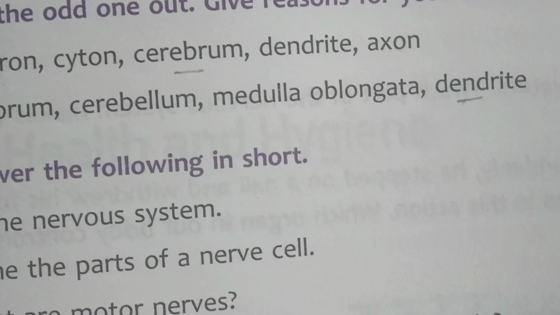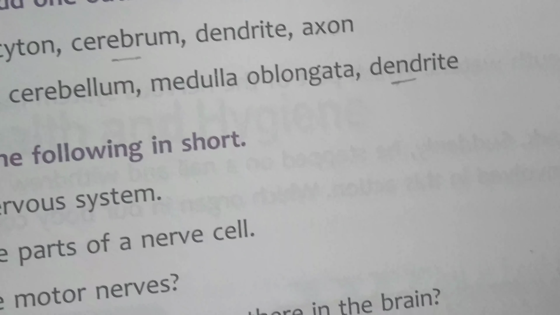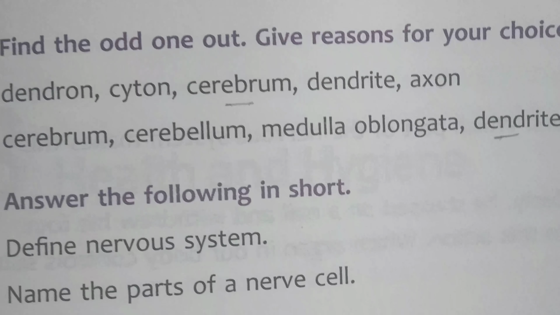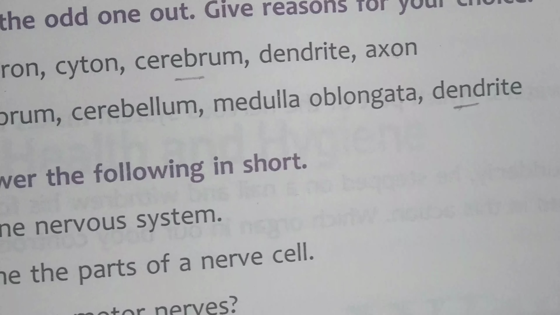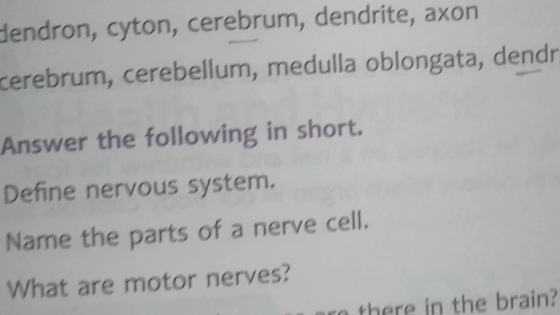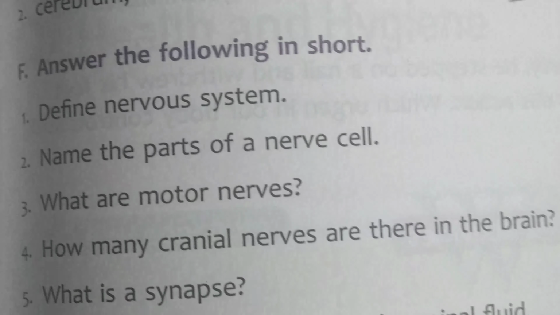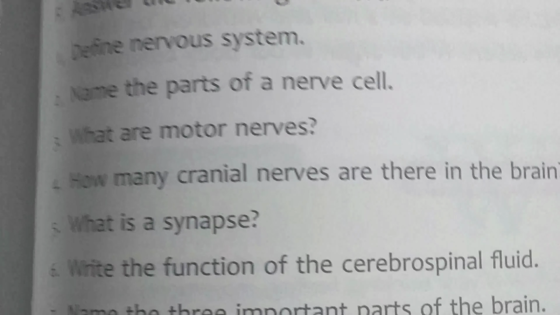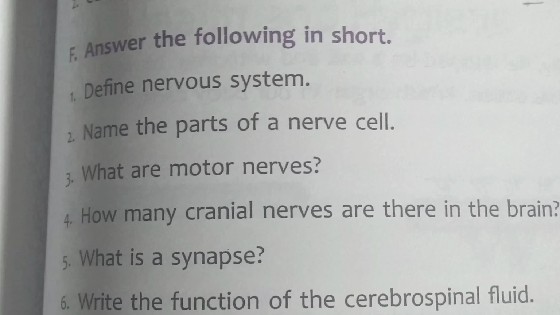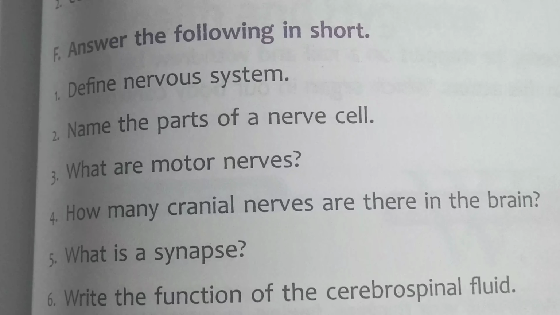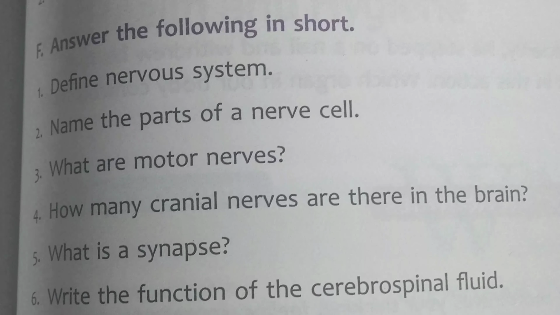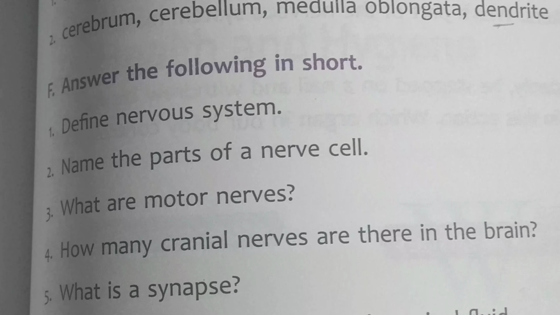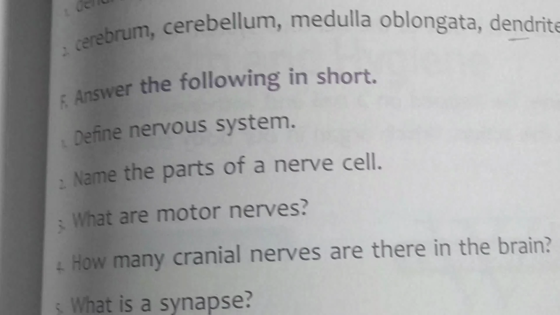Next, cerebrum, cerebellum, medulla oblongata, dendrite. So, dendrite is different because cerebrum, cerebellum and medulla oblongata are three parts of the brain. Next, answer in short. Define nervous system. It is the organ system which controls and coordinates all the body activities performed inside our body. This system is also known as the nervous system.